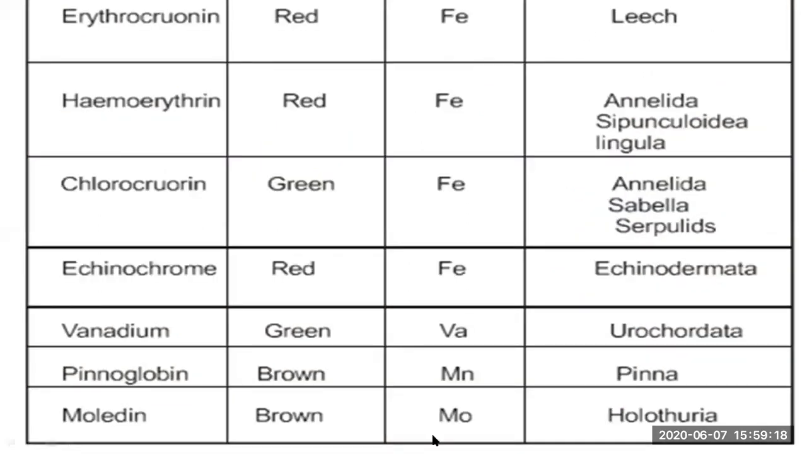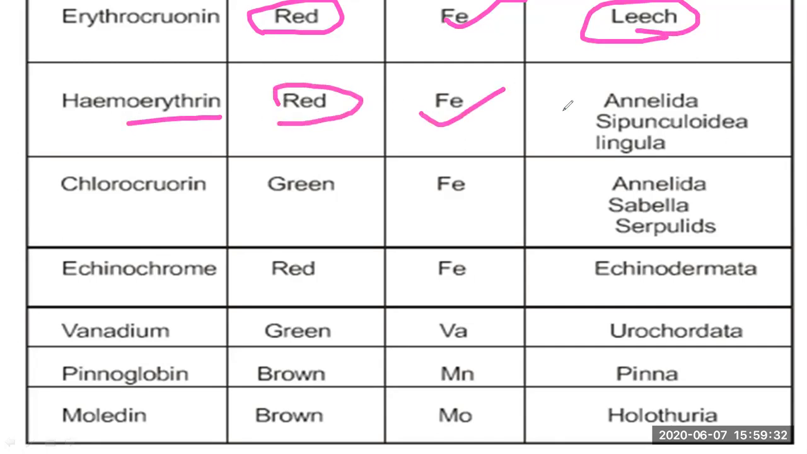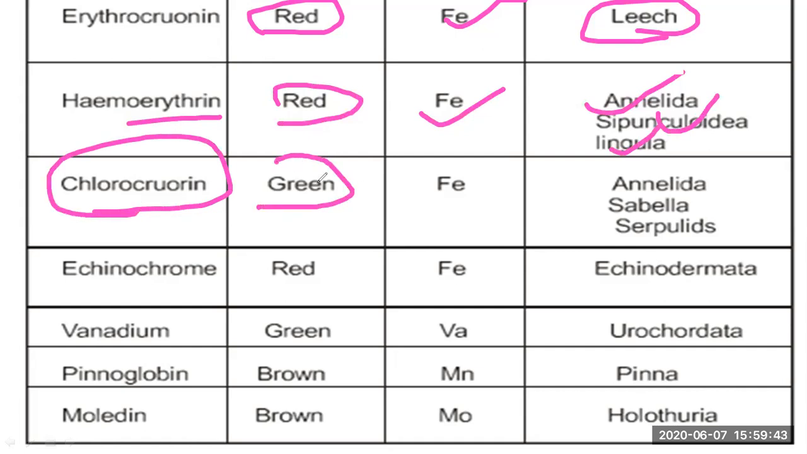Now we can see erythrocruorin. It is also red in color, containing iron, and it is found in the leech. Hemerythrin is also red in color, iron containing, found in Annelida, Sipunculoidea, and Lingula. Chlorocruorin is green in color, very important. It has the iron metal also, and it is found in Annelida, Sabella, and Serpula.